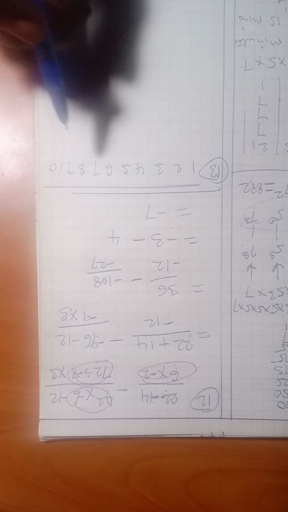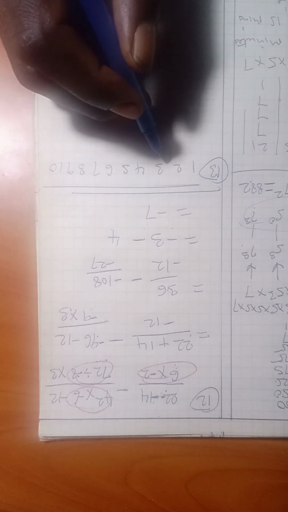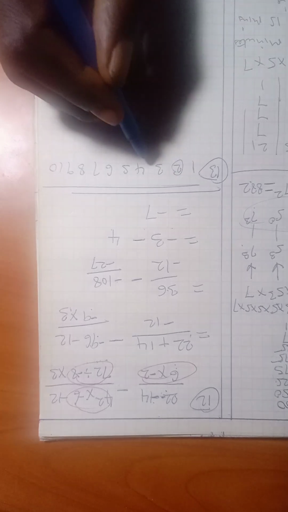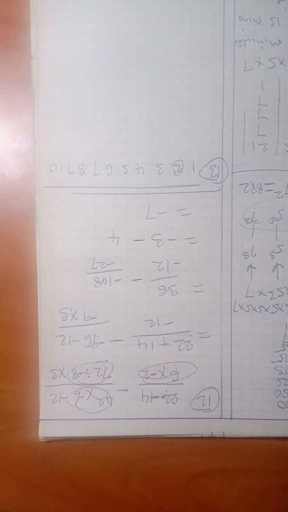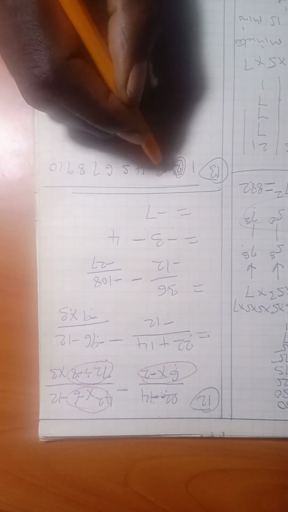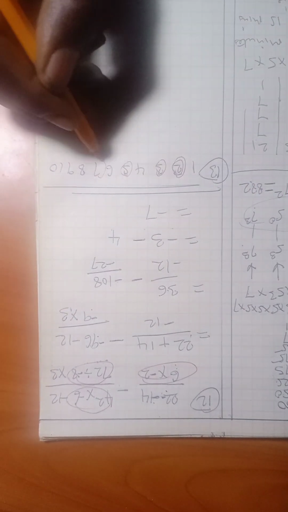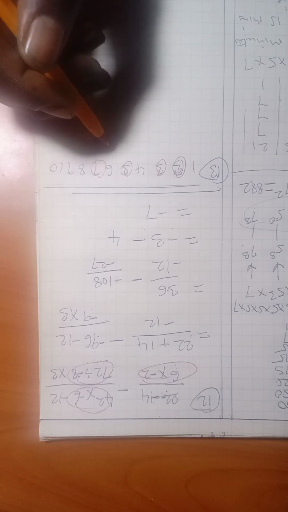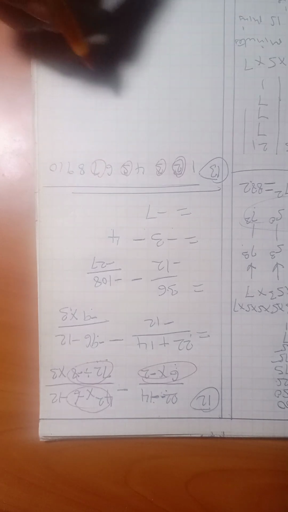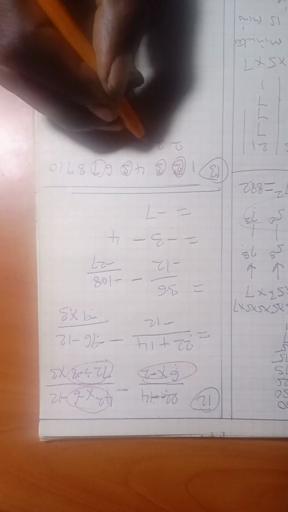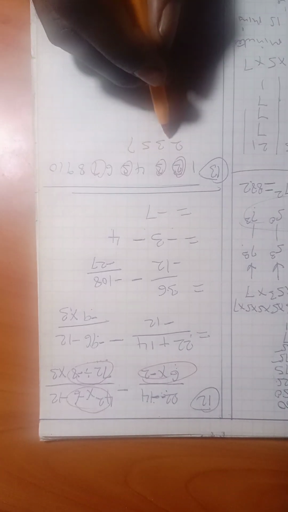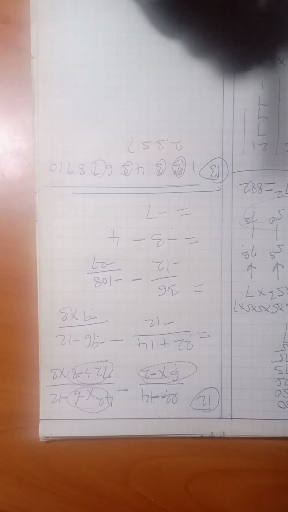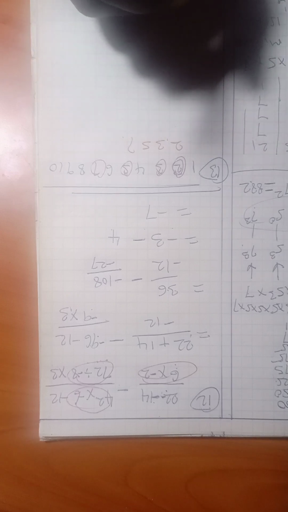Now, the prime numbers between 1 and 10, we have 2, we have 3, we have 5, we have 7. And we are told they are arranged in ascending order. So you start with the smallest to the largest. So you have 2, 3, 5, 7. So they form a number 2,357.